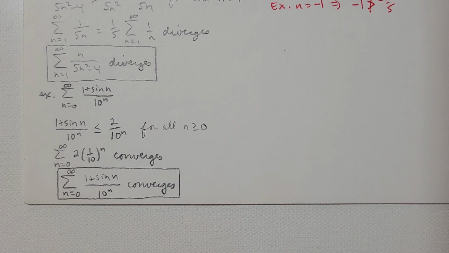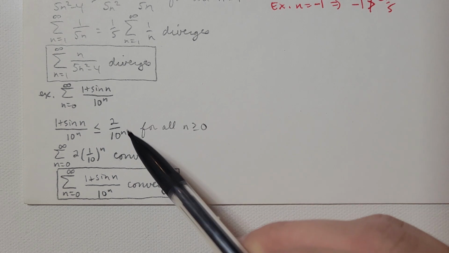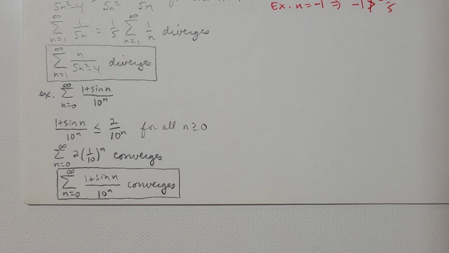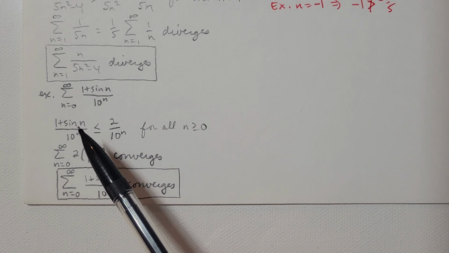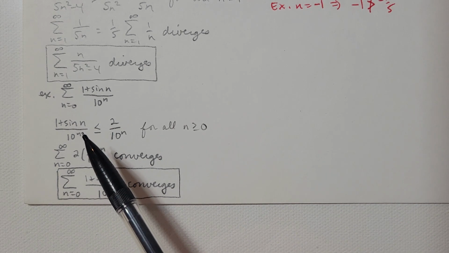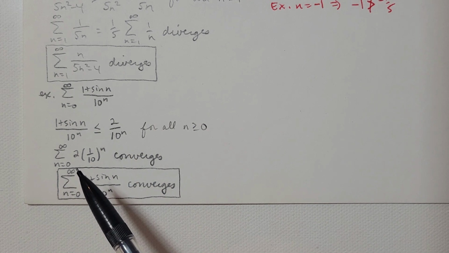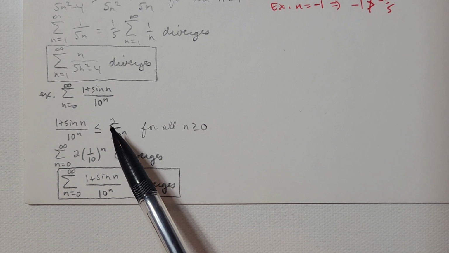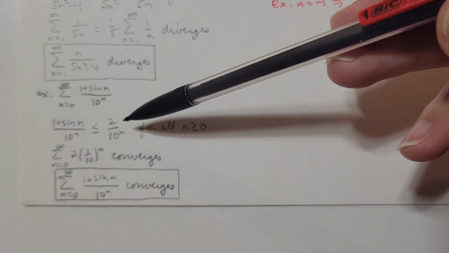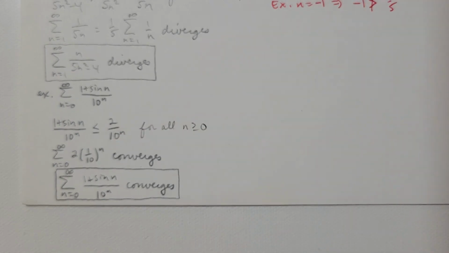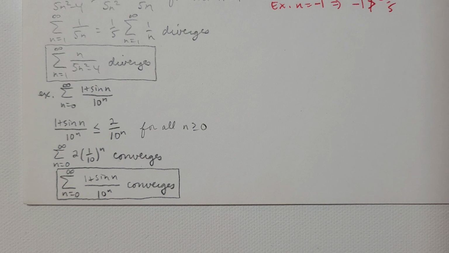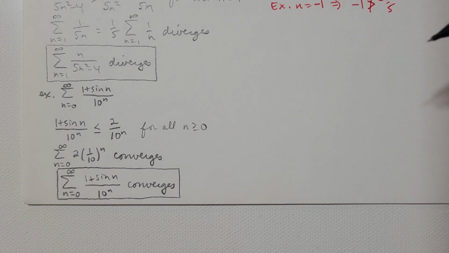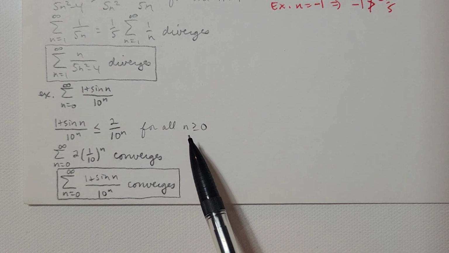We'll do one more here. What if I had the sum as n equals 0 to infinity of 1 plus sine n divided by 10 to the n? Well, let's look at the sequence part, 1 plus sine n divided by 10 to the n. Now, sine n will never be bigger than 1. It's never going to be less than -1 either, but it's never going to be bigger than 1, no matter what n is. So 1 plus 1 is 2. And the right side is always going to be greater than or equal to the left side. That will always happen because sine of n will never be bigger than 1. So this statement is going to be true for all n greater than or equal to 0.